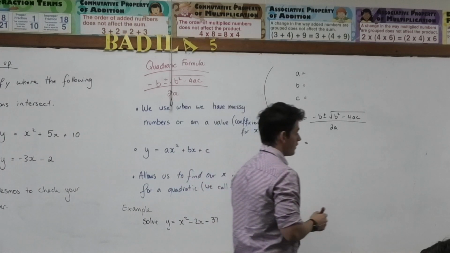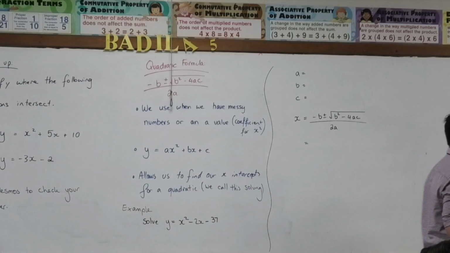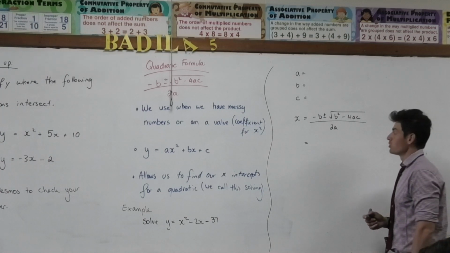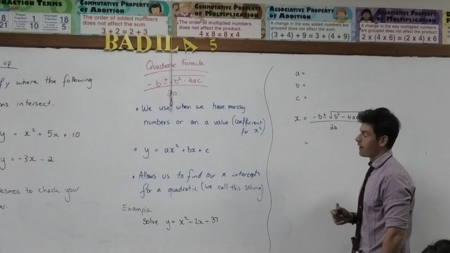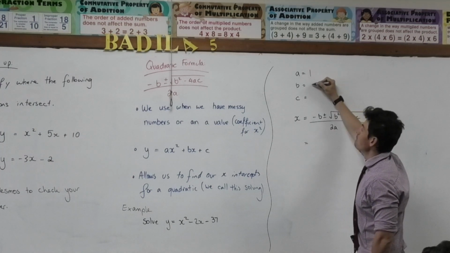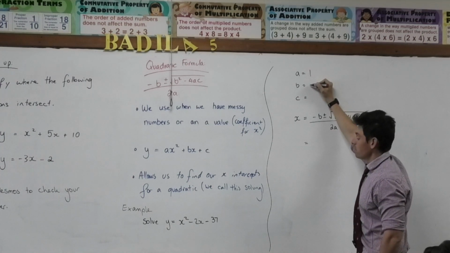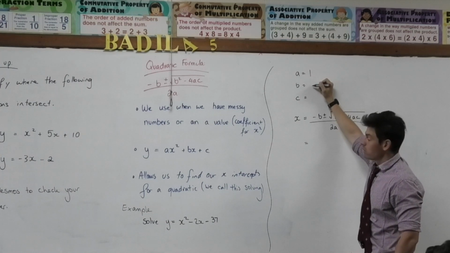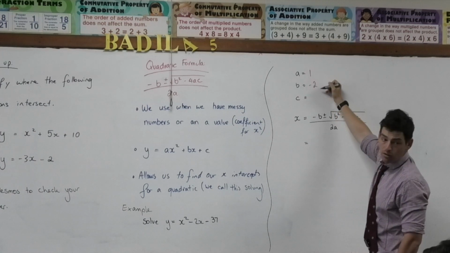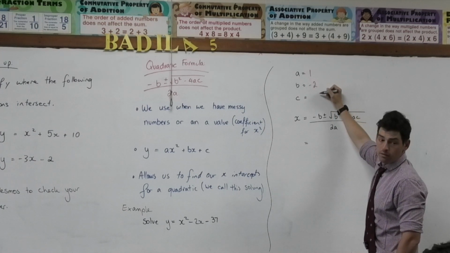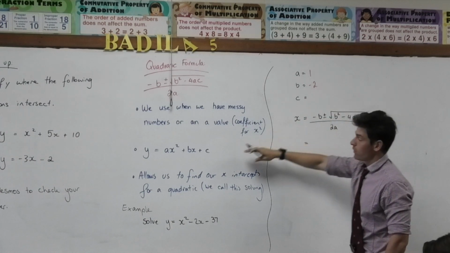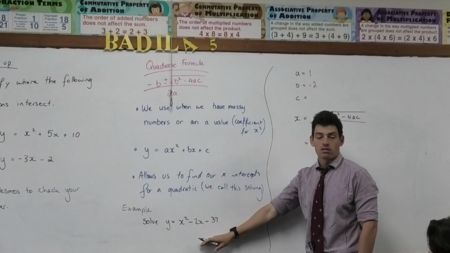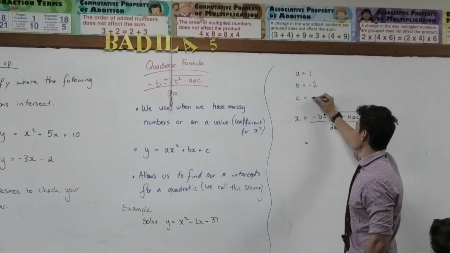Five seconds. All right, Tenzin, what's your A value? Nick, B value? No, the B value is the one in front of the x. What's that? -2. Yep, so the coefficient in front of the x is -2. And what's our C value? If we look at our equation here, what corresponds to my C value? -37, very good.